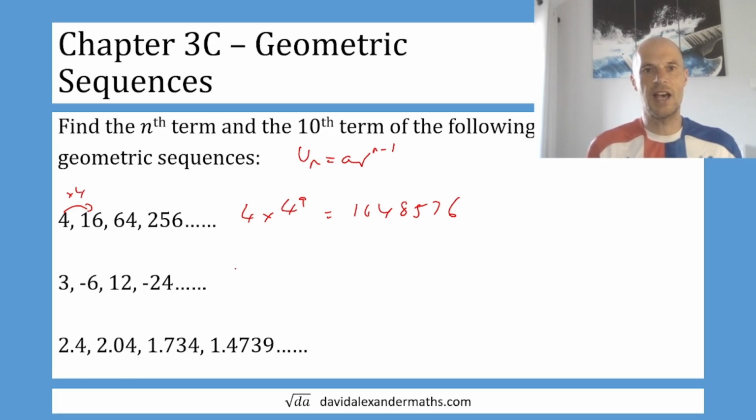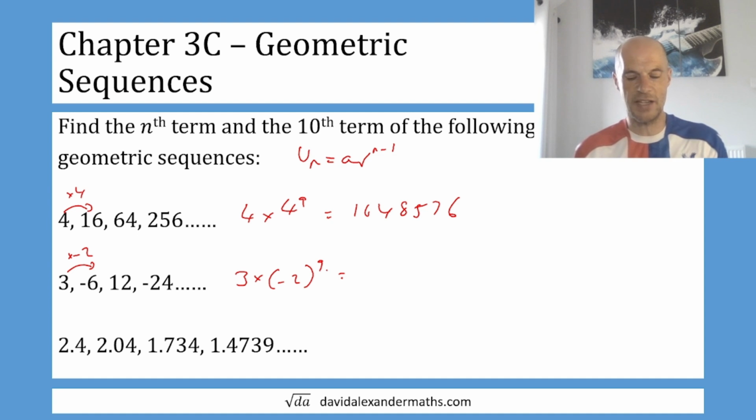Okay, so we want the 10th term here. So it's our first term, which is 3, multiplied by the common ratio. So to go from 3 to negative 6, we're multiplying by negative 2. So that's minus 2 to the power of 9. Just be careful, it's minus 2 to the power of 9, not take away 2 to the power of 9. It's negative 2 needs to be in brackets. So 3 times minus 2 inside the brackets, all to the power of 9. And that is negative 1536.